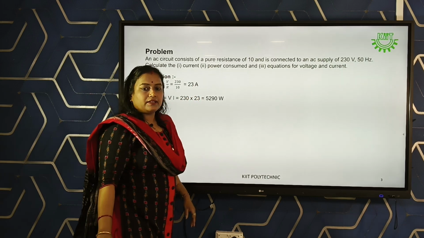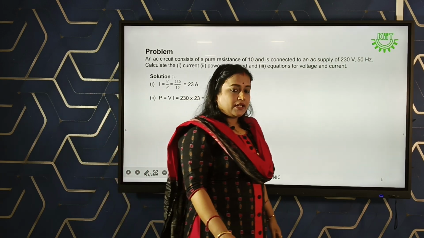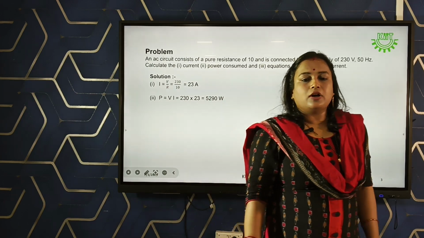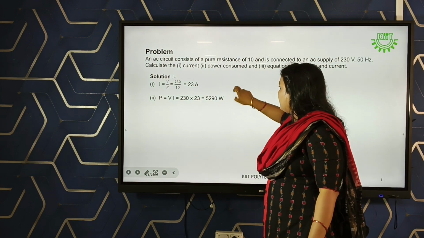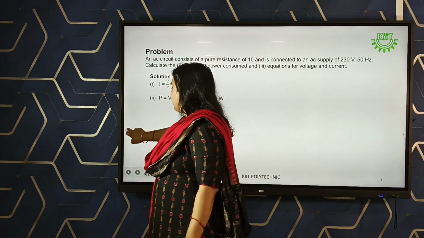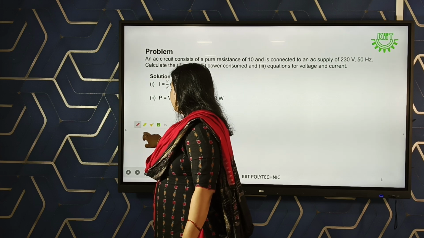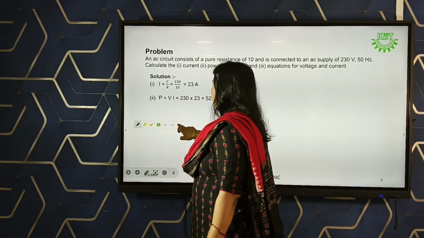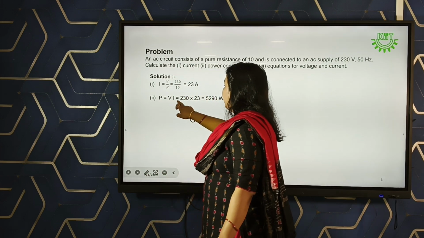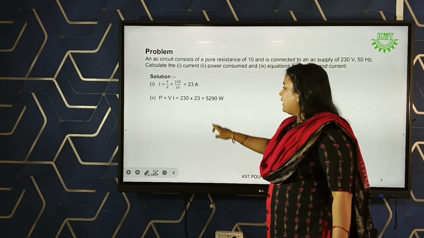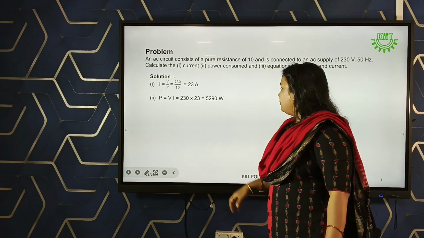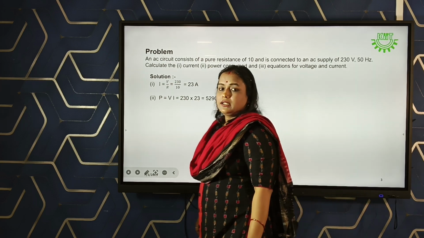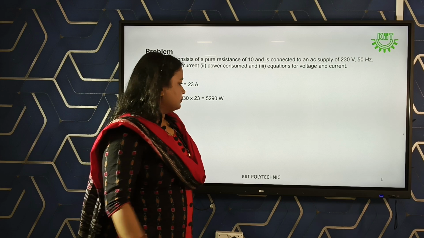Now we will get the power. Power is the product of voltage and current. Also, by applying Ohm's law, we can have other formulas: V square by R, and I square into R. Here we are taking P equals V into I. So we will multiply 230 into 23, that is 5290 watt.